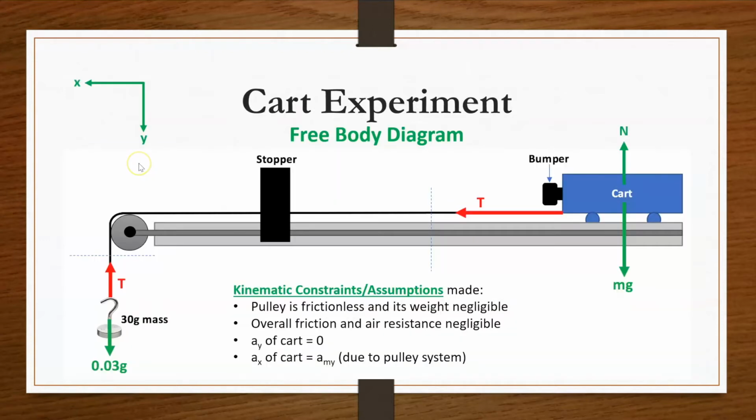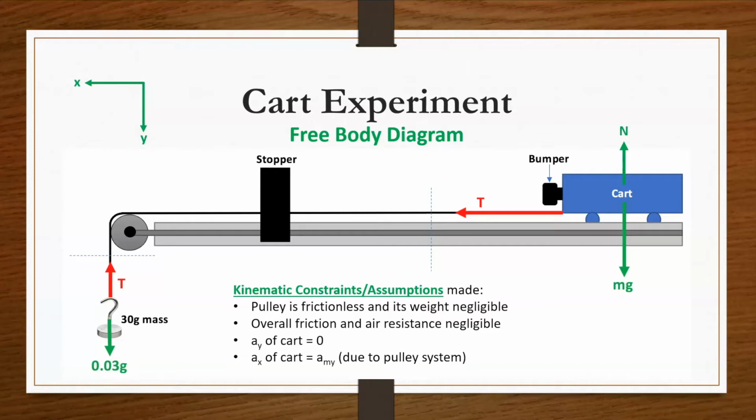Here are the free body diagrams of the 30-gram mass and the cart with their coordinate system, whereby positive motion in the y direction is downwards, as this 30-gram mass accelerates downwards, and the positive x direction is towards the left, as the acceleration of this 30-gram mass causes the cart to accelerate towards the left. Cuts have been made, indicated by these dashed lines, so that we can construct free body diagrams for the known mass of 30 grams and our unknown cart and bumper mass.